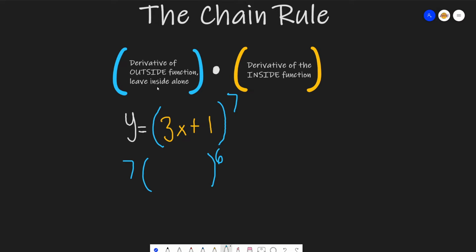And then it's saying leave the inside function alone, so we're just going to rewrite it. I'm trying to color code it so you guys can follow along a little easier. And then we're going to multiply that by the derivative of the inside function. The original inside function is 3x plus 1.